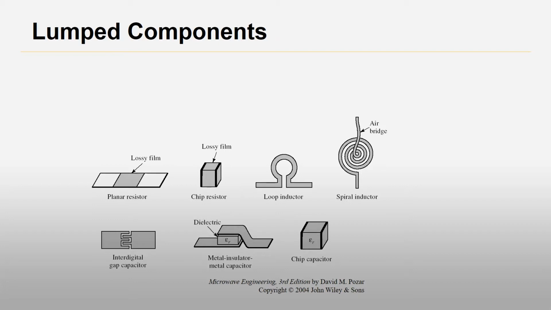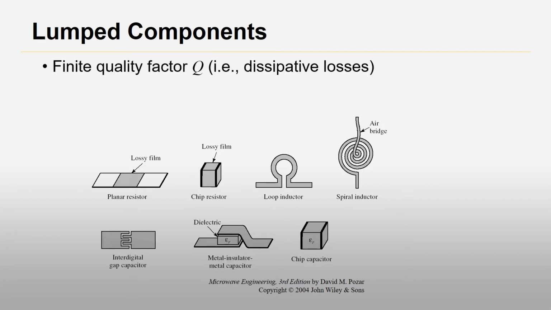This picture shows some lumped components that might be used at microwave frequencies. These components have finite quality factor due to dissipative losses. They have finite self-resonant frequency due to parasitic effects.